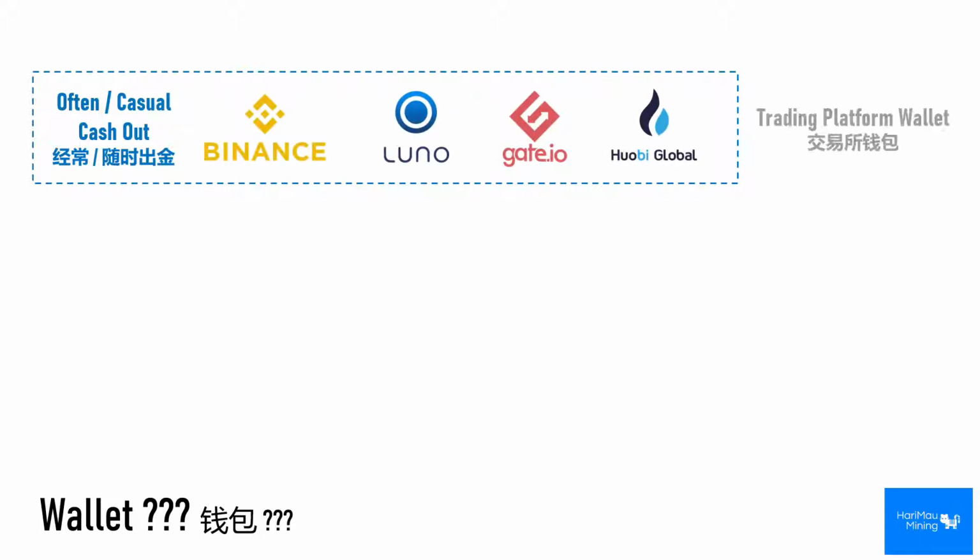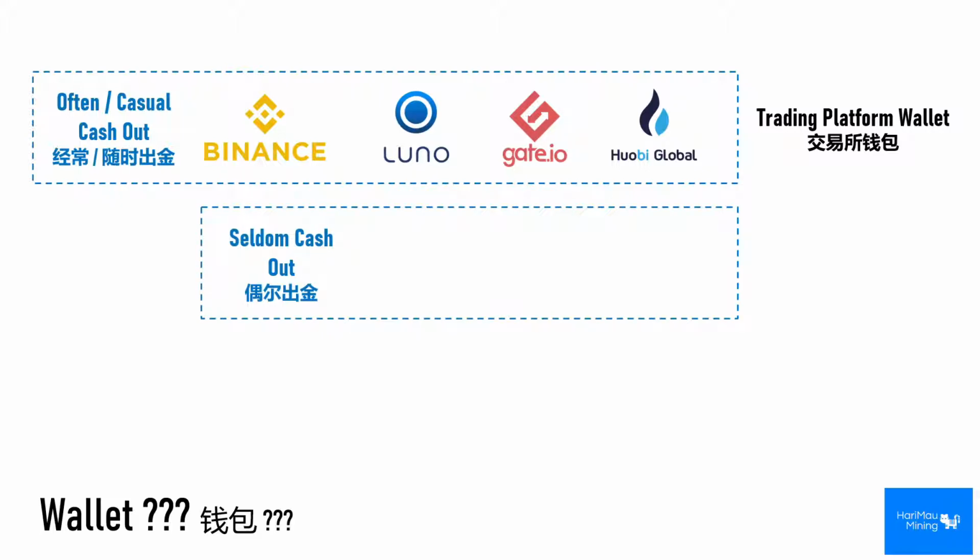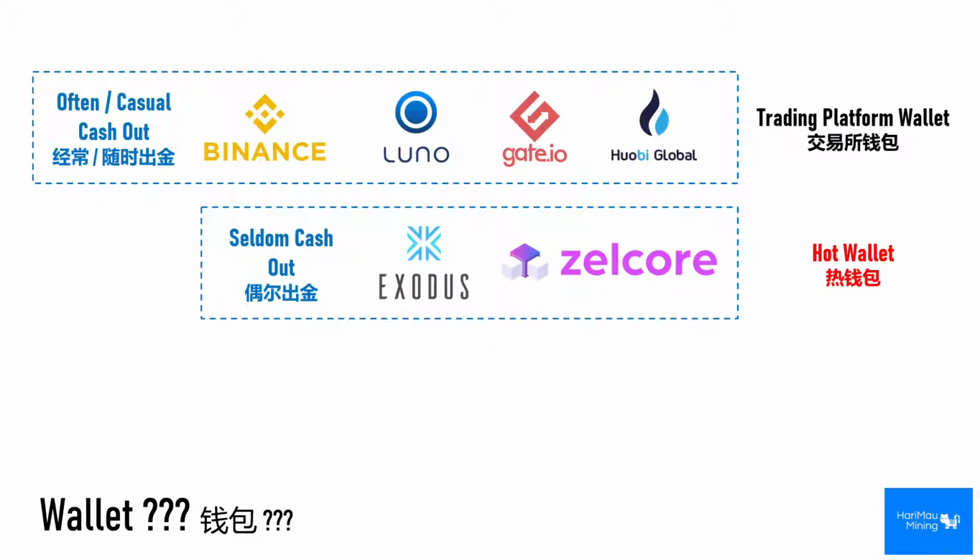The second one will be wallet. As you can see, if you want to cash out very often or casually, then you need to use a trading platform wallet. Whenever you seldom do the cash out, then maybe you can use a hot wallet, because the wallet is not tied to the trading platform, so it is much safer. Whenever you want to do the cash out, as I say, you need to transfer to the trading platform wallet and then you turn it into fiat.